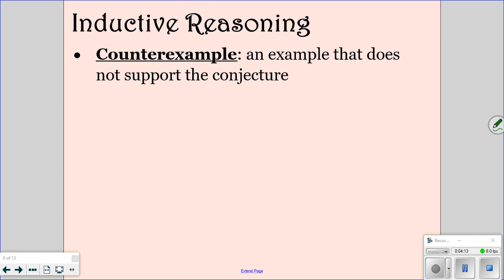So a counterexample is an example that does not support the conjecture. So if I say that all the girls have on a red shirt today, there is probably someone that is a counterexample to that statement. So if there is one girl that does not have on a red shirt, then she is a counterexample to the conjecture that I said. You only need one counterexample, although I'm sure that there are several girls in there that do not have on red shirts. But you only have to have one counterexample.